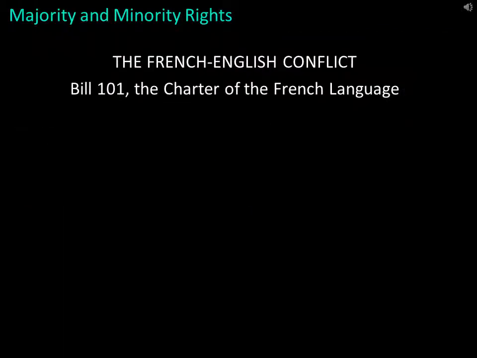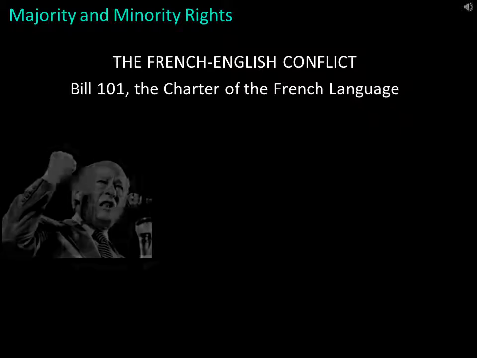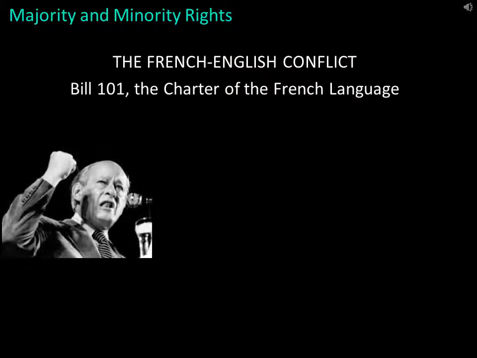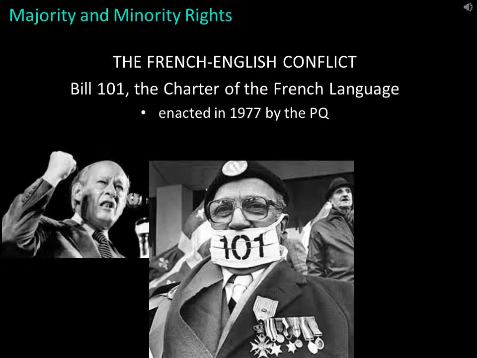Bill 101, the Charter of the French Language. In 1976, René Lévesque and his Parti Québécois took office, and the following year enacted Bill 101, the Charter of the French Language. With the stated goal of protecting the French language and culture, the legislation went beyond making French the sole official language, which really only applied to government actions. It was designed to make French the dominant language throughout Quebec society.